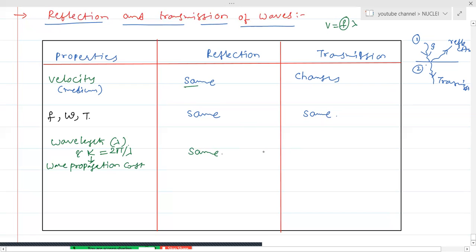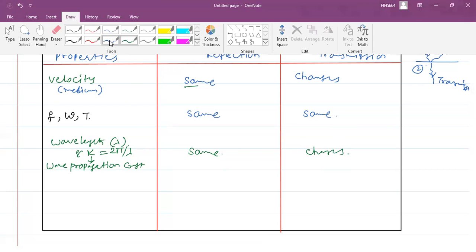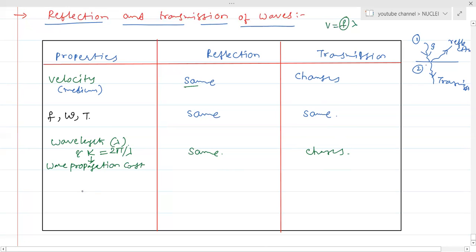And after that, in the case of transmission, it changes because the velocity changes. Next, after that, we think of phase difference.